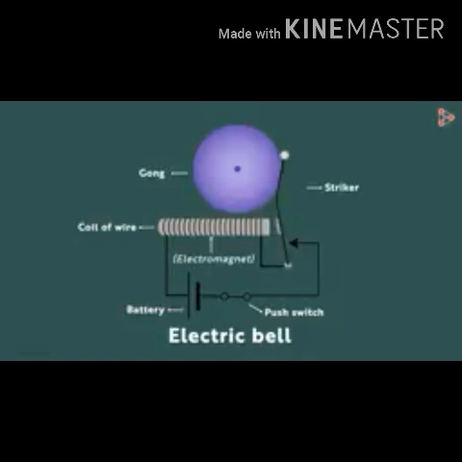At the same time, the contact screw loses contact with the strip and the circuit breaks and the current flowing in the circuit stops. The electromagnet loses its magnetism and the iron strip moves back and comes in contact with the contact screw. The electric current is then immediately restored and again the striker hits the gong by the above process. This action repeats itself and the bell rings.